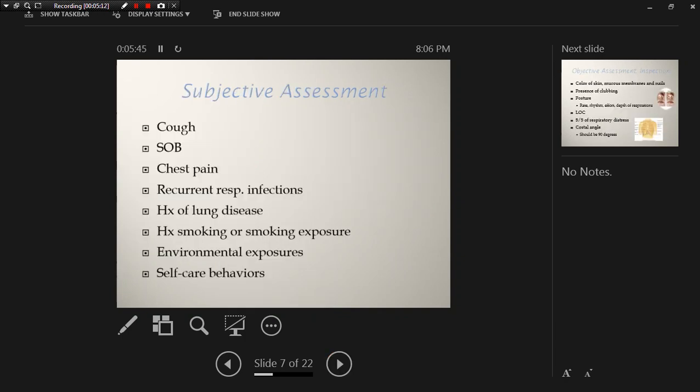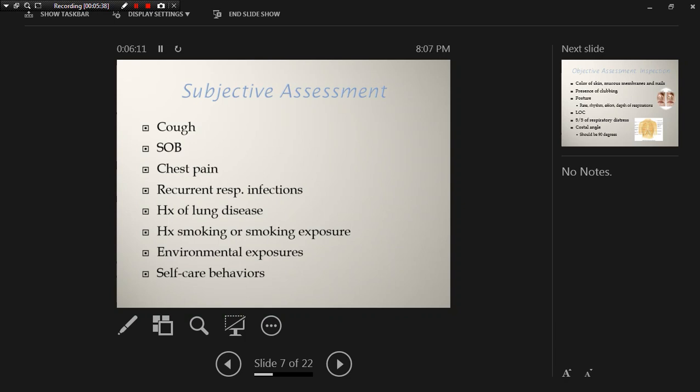So some of our subjective assessment: cough. Is it productive? Is it non-productive, if these patients come in with a respiratory component? If it is productive, what does it look like? Is it clear? Is it thick, tenacious? Is it rusty, kind of red colored? So that's pretty ominous. Usually we worry about a pulmonary embolus, or do they have interstitial lung disease?